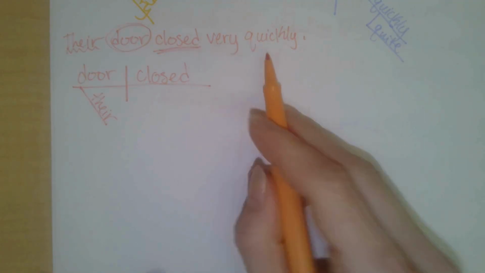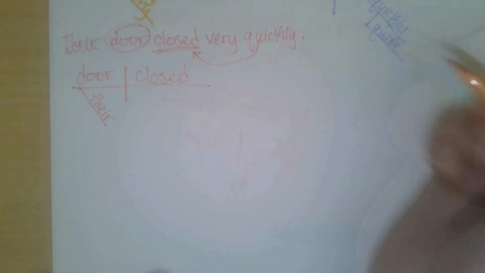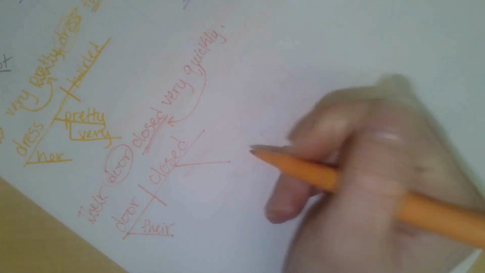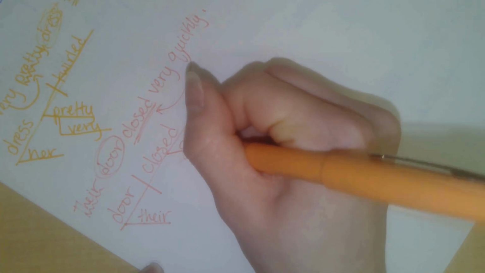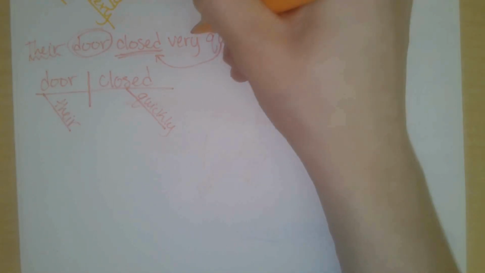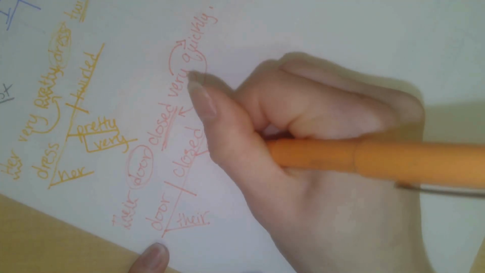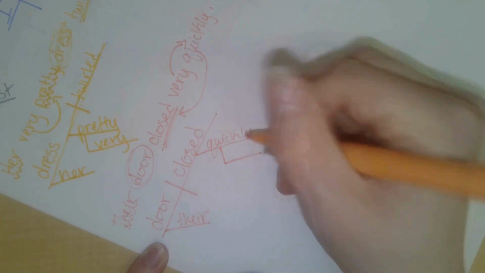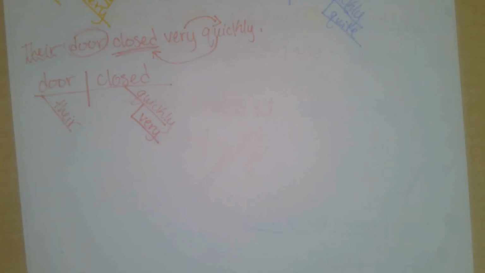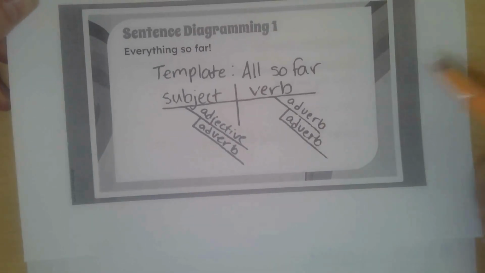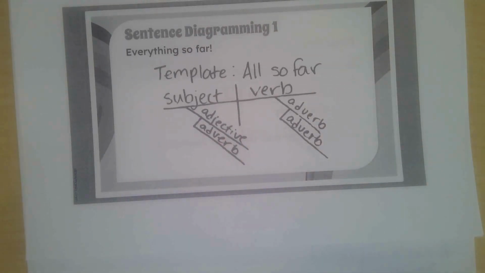Now we can't say the door closed very. We say the door closed quickly. Quickly is describing closed. So we're going to branch off of closed. And then very is describing how quickly it closed. So branching off of quickly, we're going to write very. Okay, so everything that you have learned so far is in this template. This is everything that we've done so far in this video. This is a good amount of progress. Nice job.